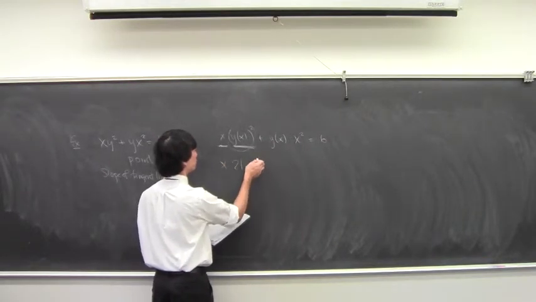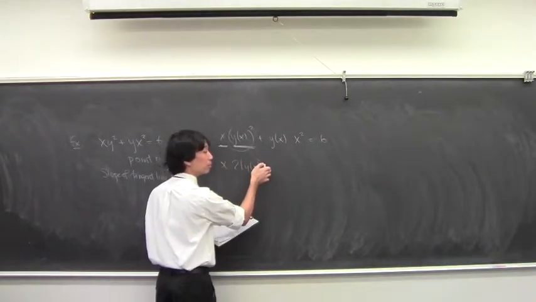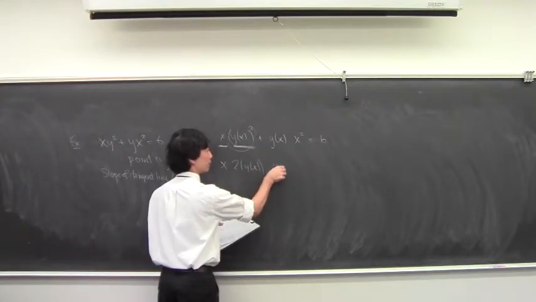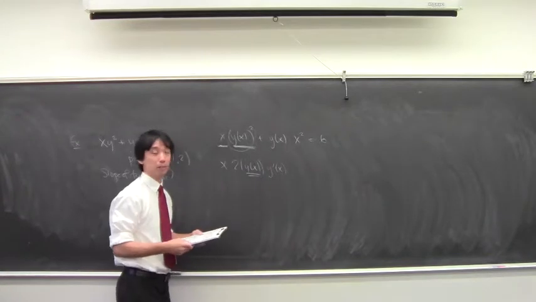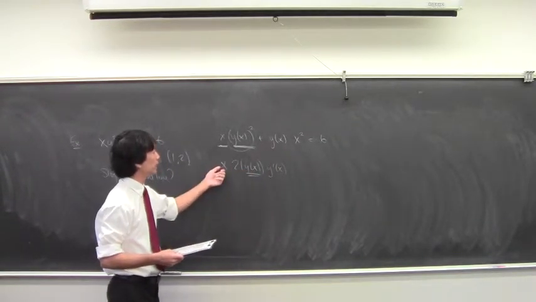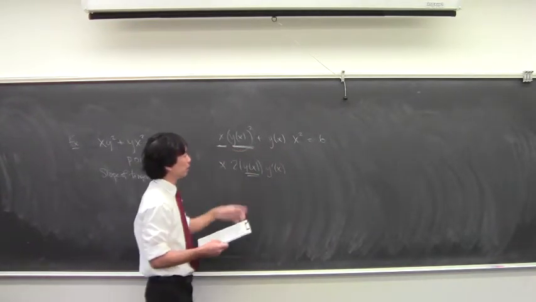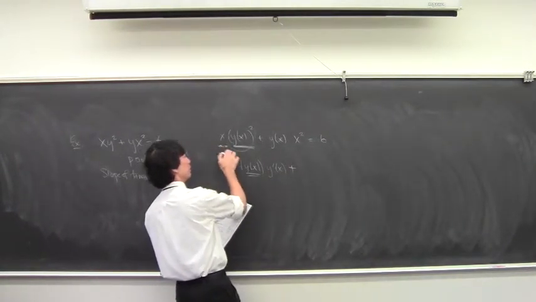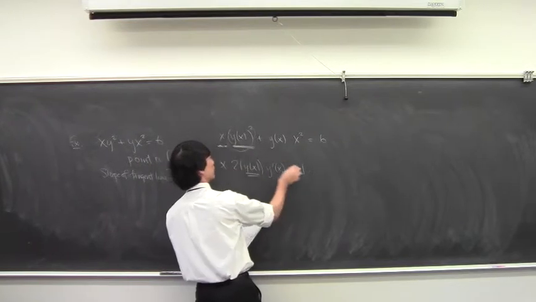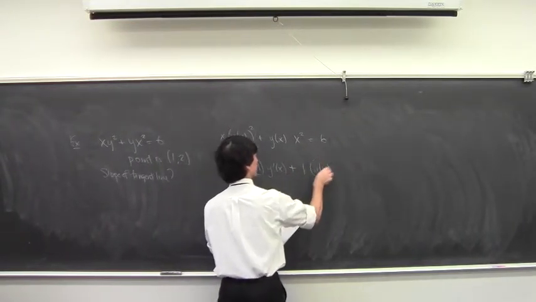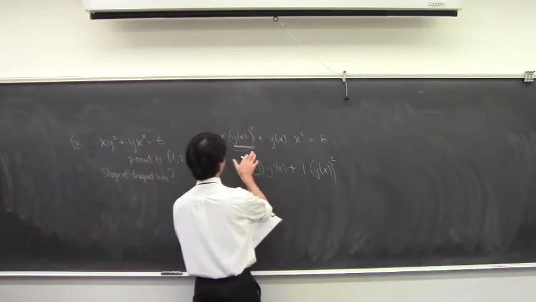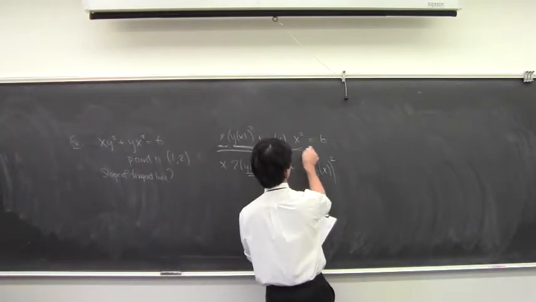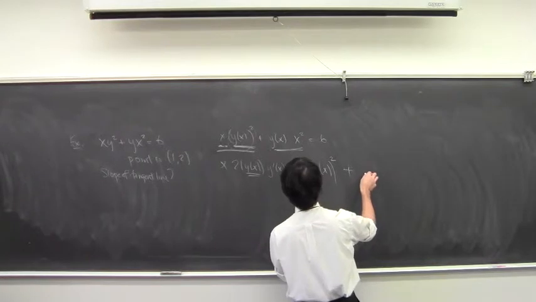So what do you get? 2yx times y prime of x. So you have to differentiate everything. That's the first guy times the derivative of the second, plus the derivative of the first guy, that's just 1, times the second. Okay? So we've differentiated this thing. Now we differentiate this thing. What do we get?